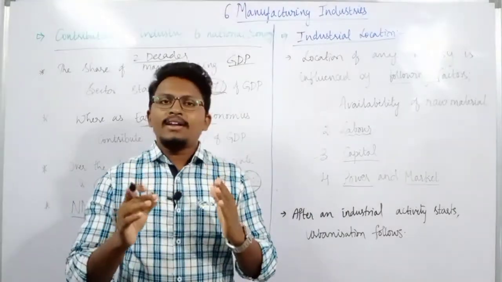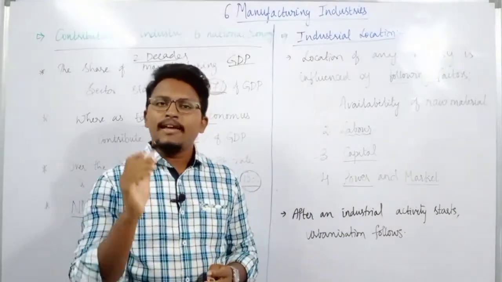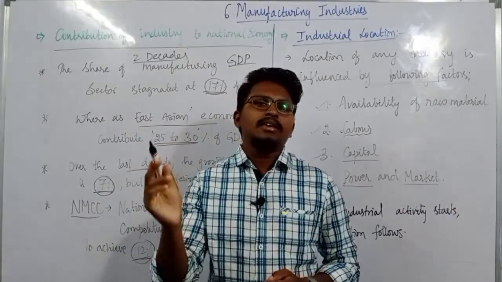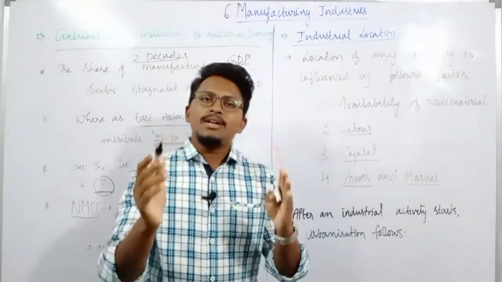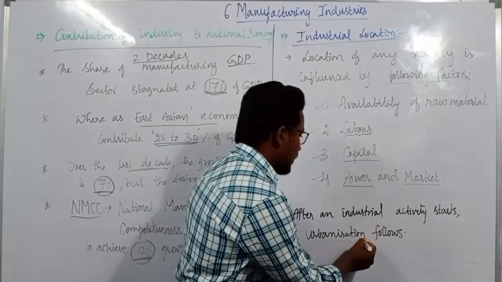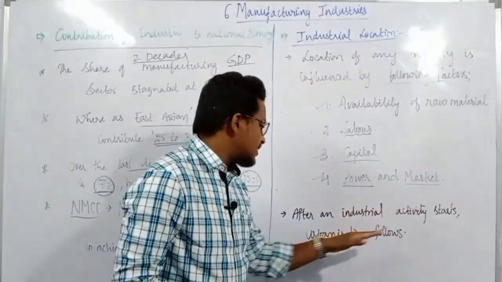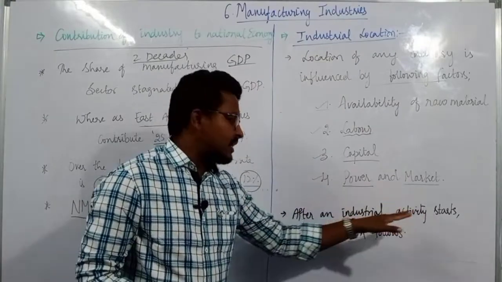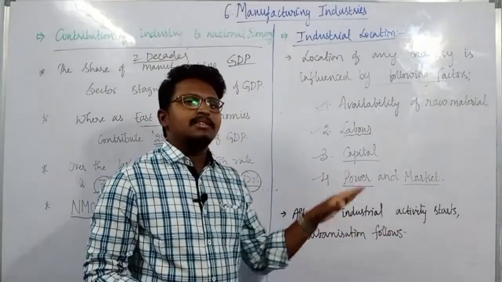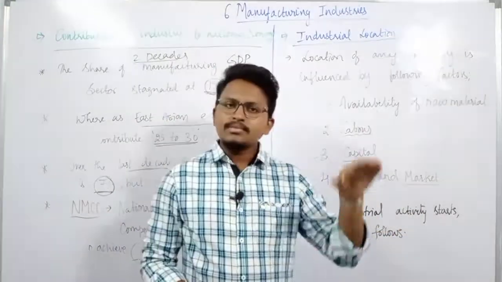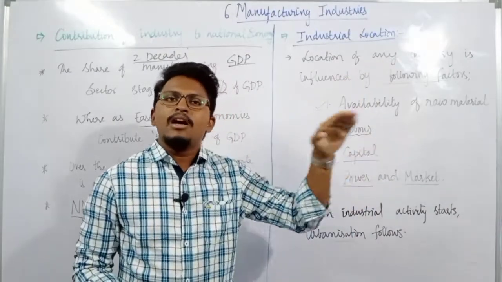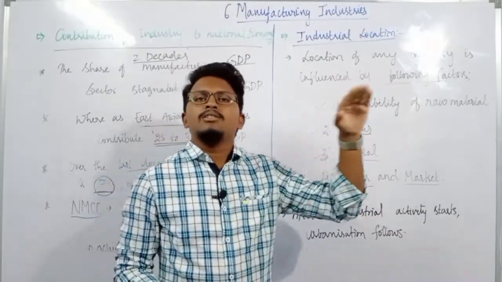Then once the factory is set up, automatically the area around that factory starts developing, and it becomes something like an urban area. So basically industrial activity starts. When an industrial activity starts, automatically urbanization follows. So if industries are being set up, urbanization will also take place.